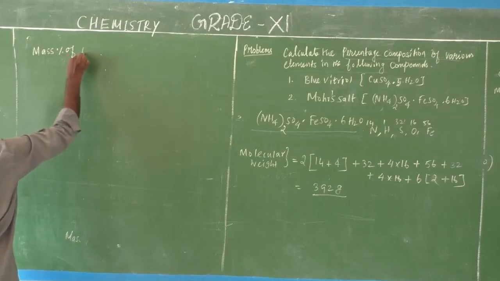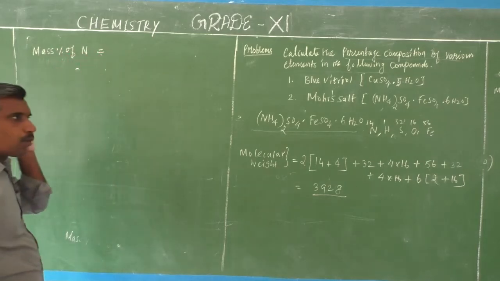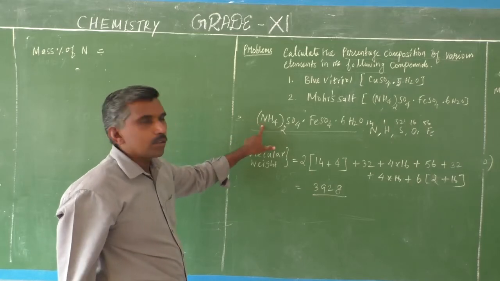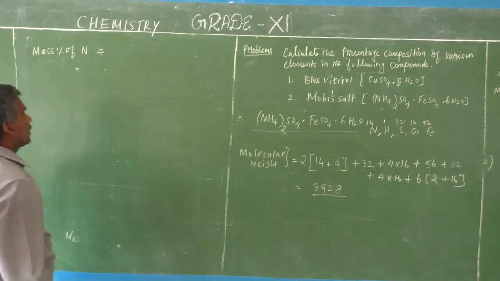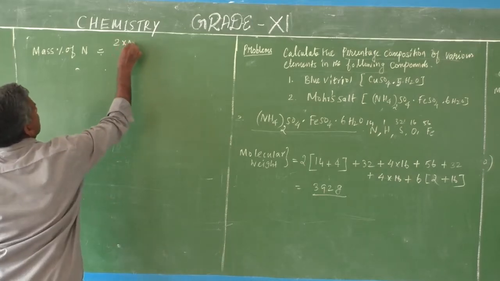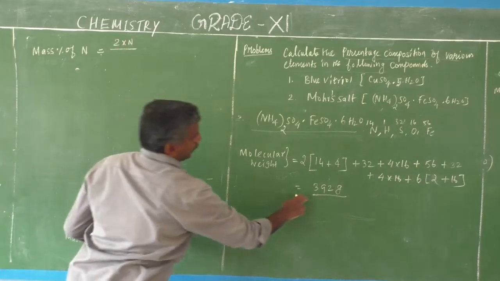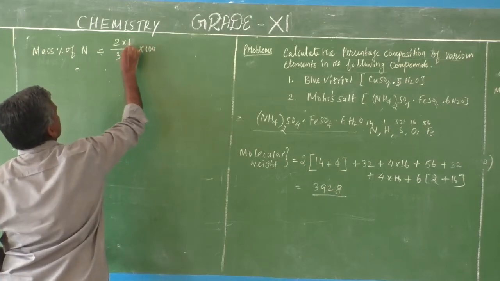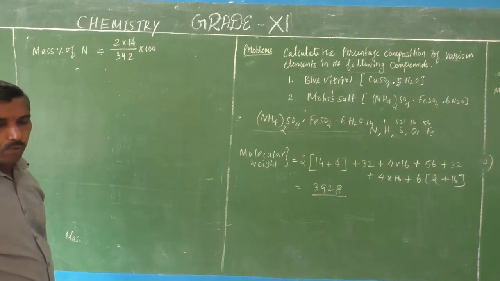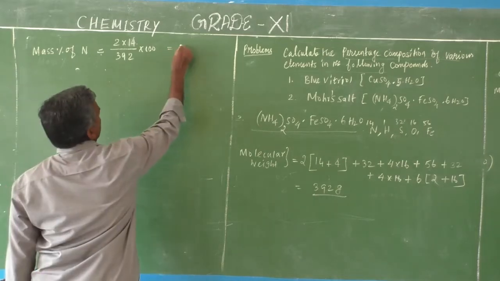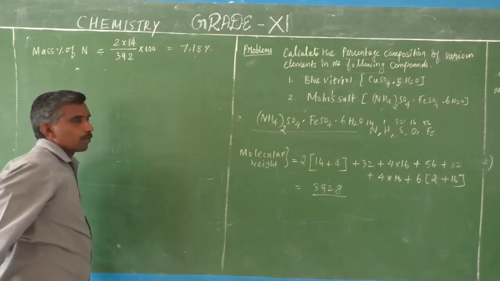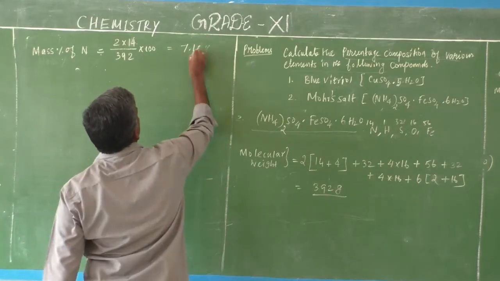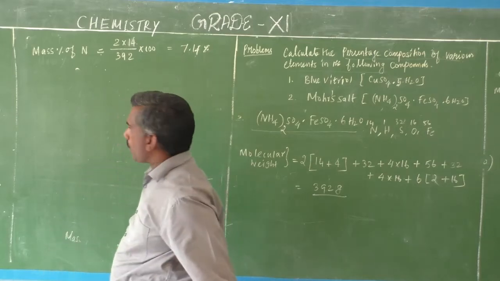Mass percentage of nitrogen. How many nitrogen is present? 2 nitrogen. 1 nitrogen is 14, 2 nitrogen is 28. So 2 nitrogen divided by the weight of the molecular compound 392, into 100. Nitrogen mass is 14. What is the value? You multiply and divide, it comes 7.14 percentage. This is the mass percentage of nitrogen.